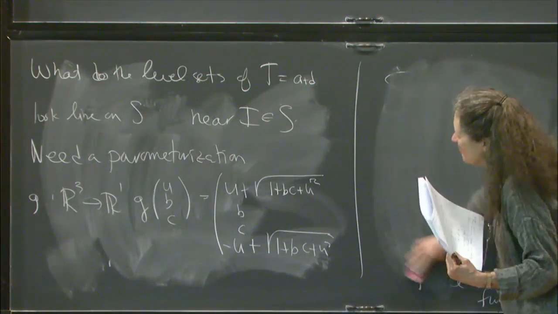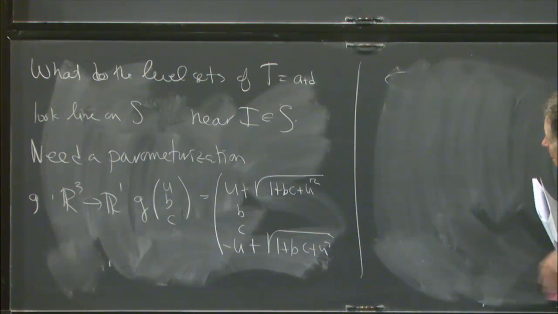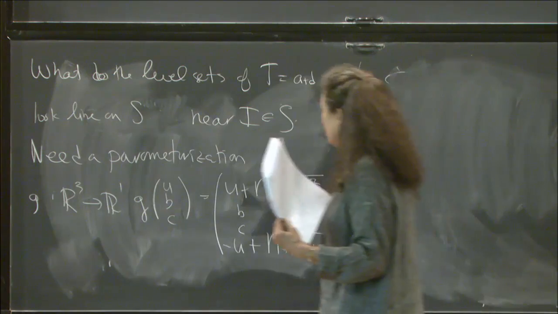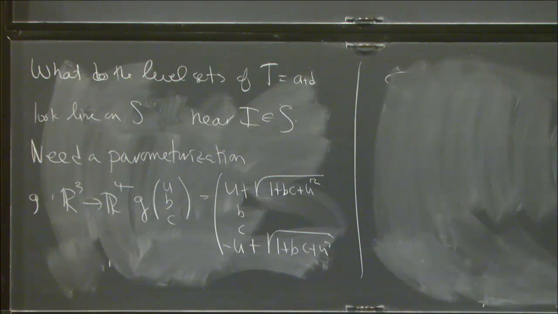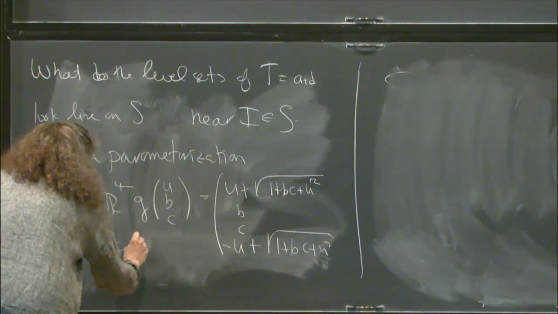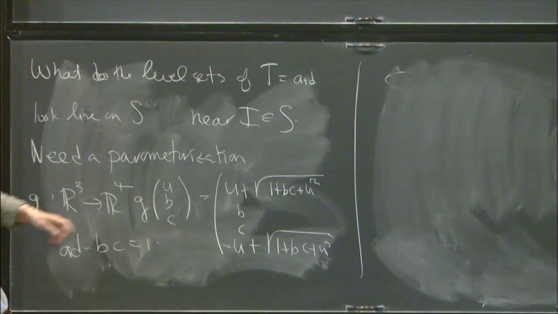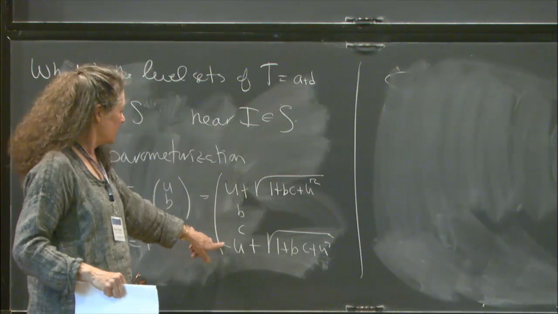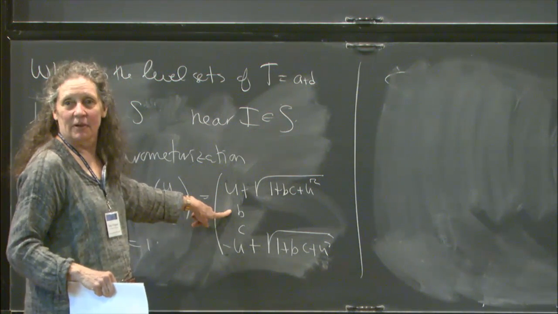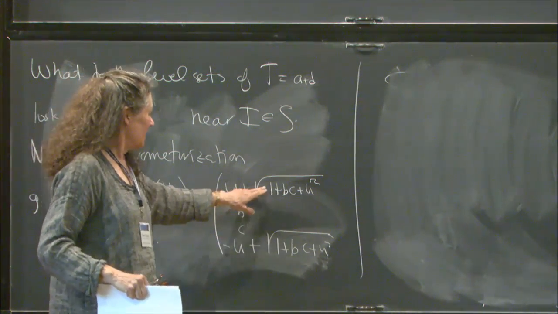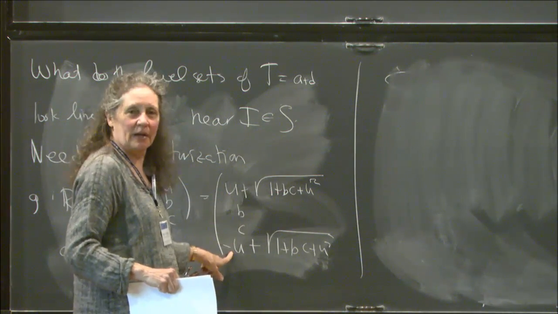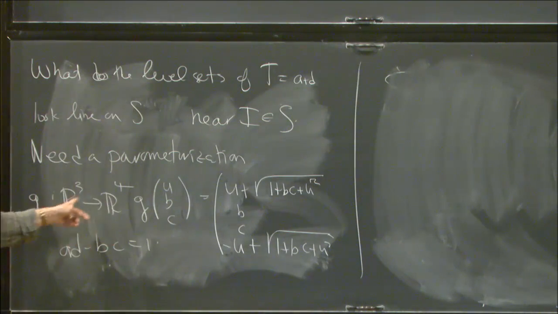So this is a map from R3 to R1. I'm sorry, it's from R3 to R4. And what about the image? Does it satisfy the equation AD minus BC equals 1? If I wrote it down right, it should. This times this is going to be your A times D, minus BC. It's a difference of two squares, so it's 1 plus BC plus U squared minus U squared, and then we subtract BC, so it does satisfy this equation.